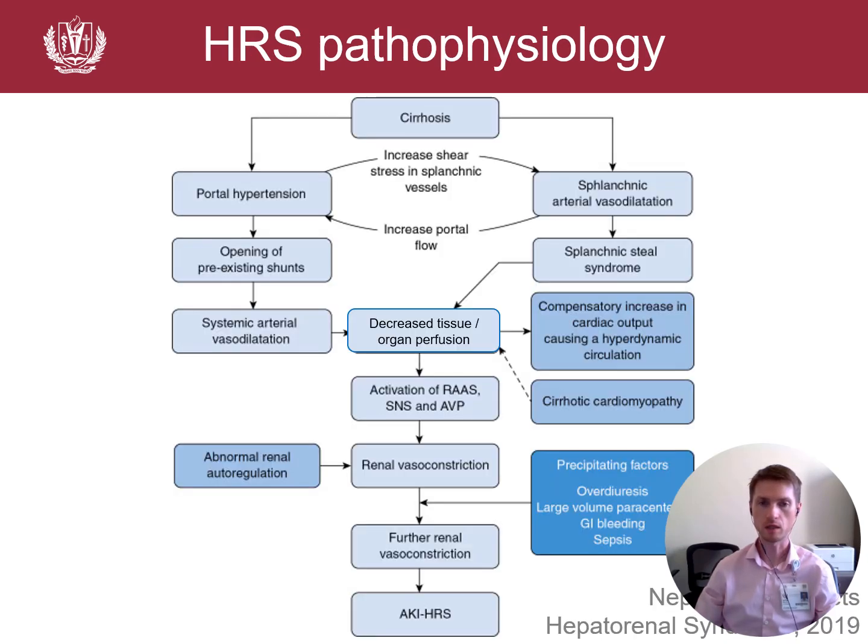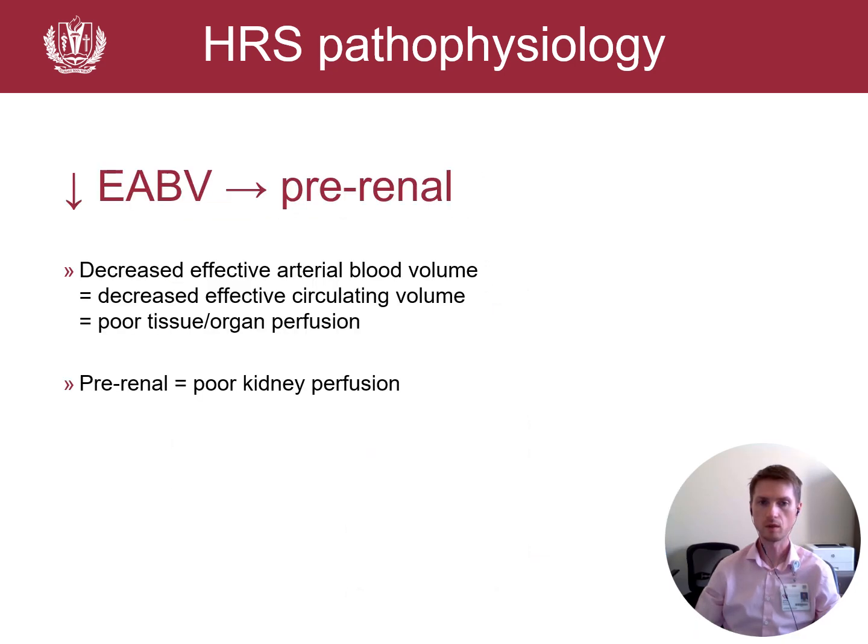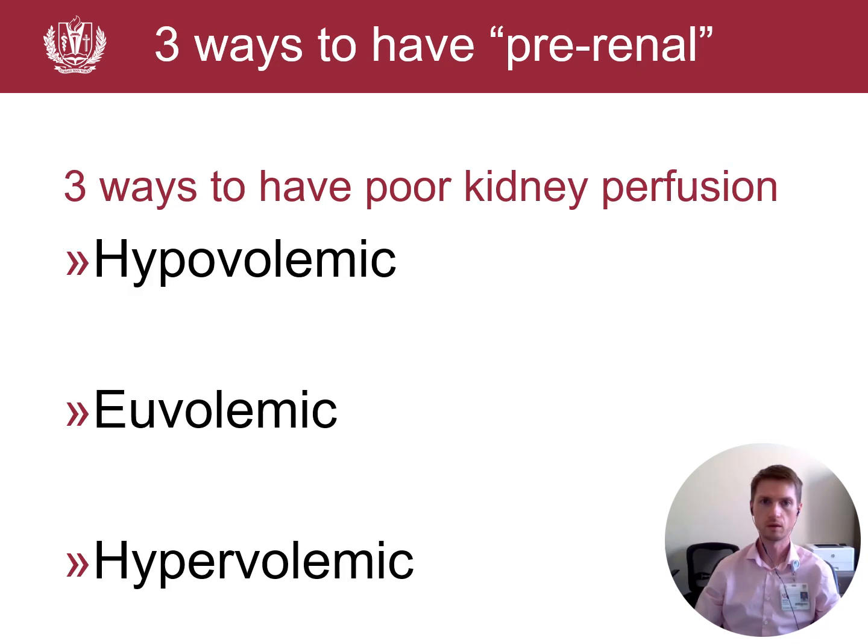This is one of the best slides from an academic source that I could find to detail the pathways of hepatorenal syndrome physiology. However, they can be summarized. There are multiple mechanisms that lead to decreased tissue and organ perfusion, and ultimately these lead to poor kidney perfusion. So prerenal is just another word for decreased kidney perfusion, and a patient can have decreased kidney perfusion at any volume status, whether they're hypovolemic, euvolemic, or hypervolemic.